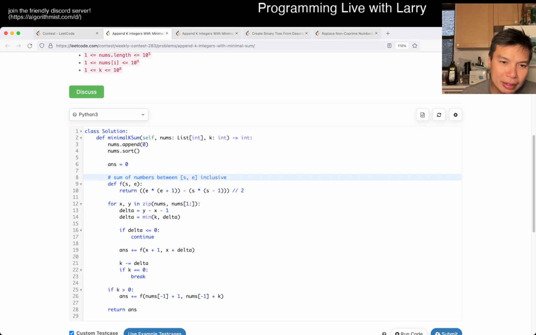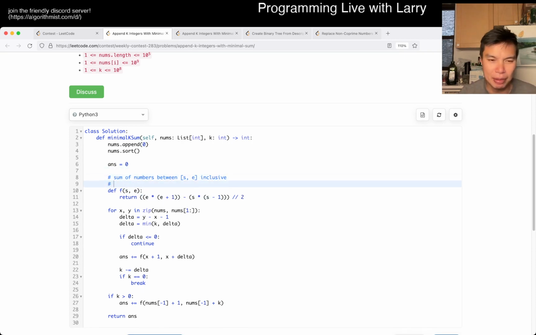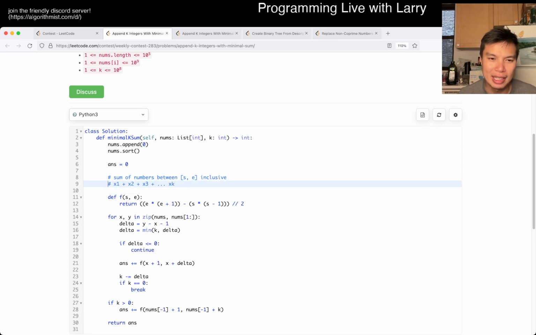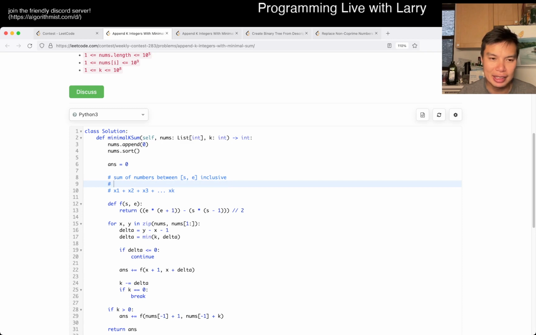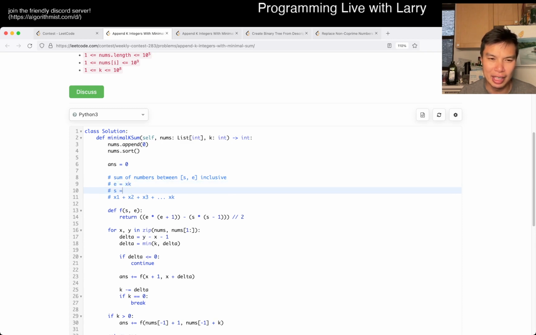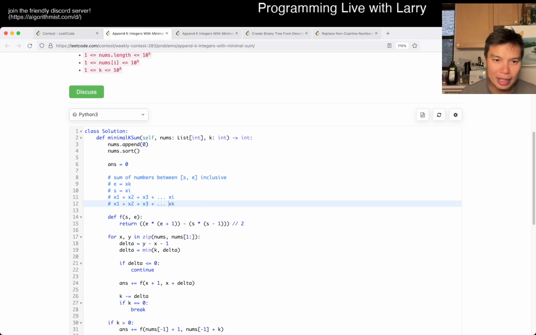And of course, one way you can think about it is that you have, for example, x sub 1 plus x sub 2 plus x sub 3 plus dot dot dot x sub K, right? And let's say Y is equal to x sub K and S is equal to x sub I, right? So then you have these two formulas, and then of course the sum of numbers between S and Y is just this number, right?